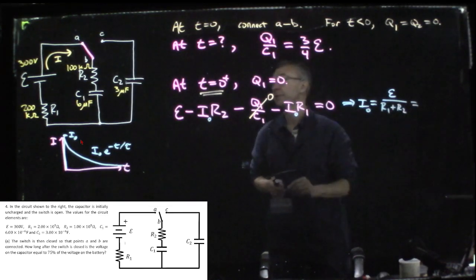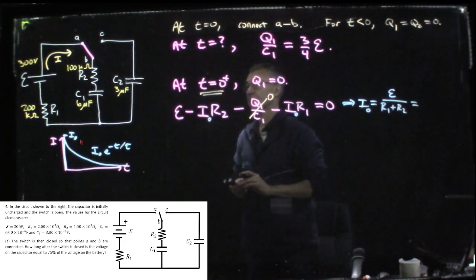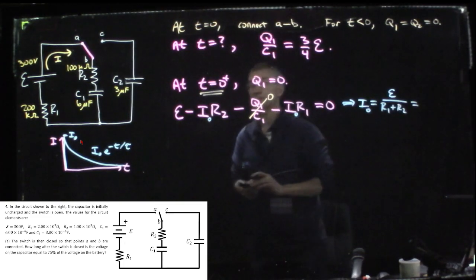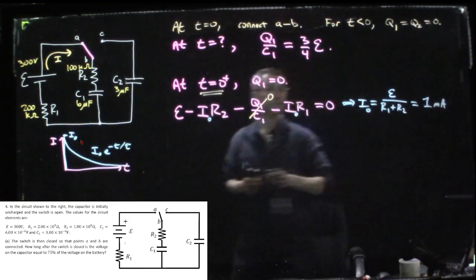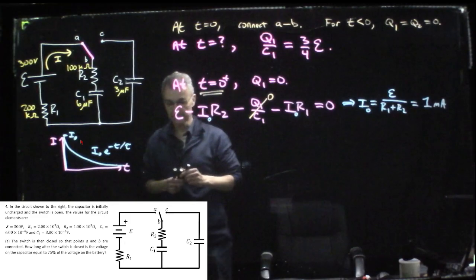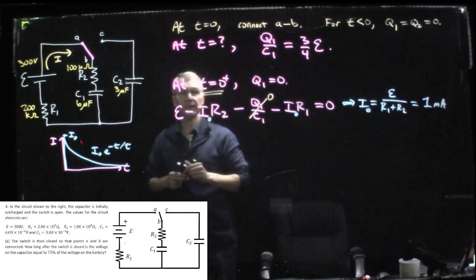Fine. We could write numbers if we wanted to. 300 volts divided by 300 kilo ohms is 1 milliamp actually. All right. And gee, I don't have that written down. Oh well.